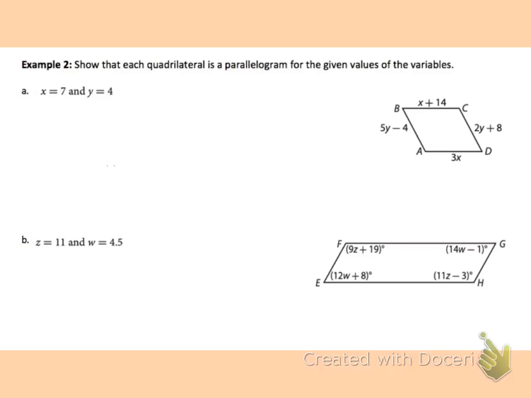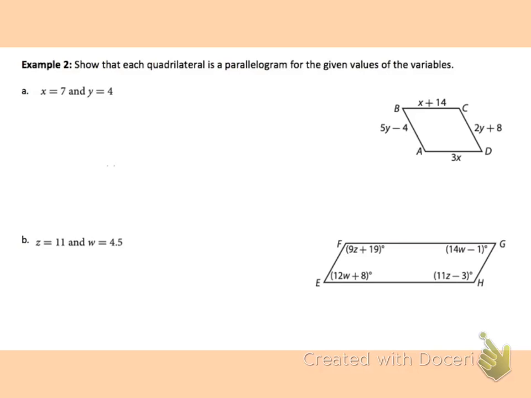So example 2 asks us to show that each quadrilateral is a parallelogram for the given values of the variables. So they give us a couple values for the two variables, and by substituting them in, we're going to see if we meet one of the criteria that was listed as being enough to prove something's a parallelogram.